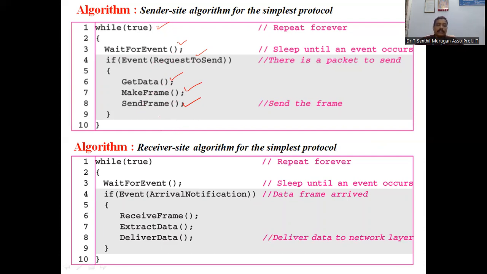In the receiver side, what will happen? Again, it checks whether any event is there or not. That event is the arrival notification. If any frames are coming from the physical layer, it is waiting for that. Once the notification comes, it receives the frames from the physical layer, extracts the data, and delivers it to the network layer. So this is the simplest protocol.